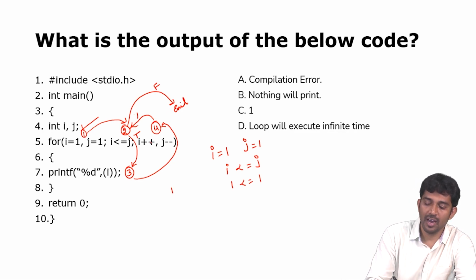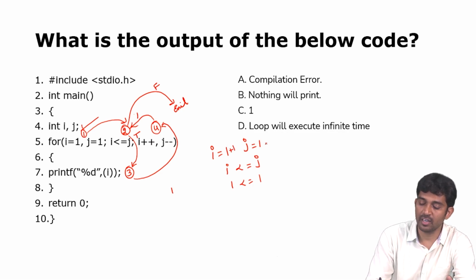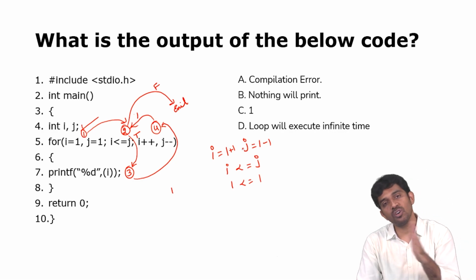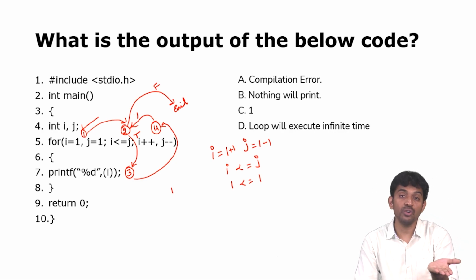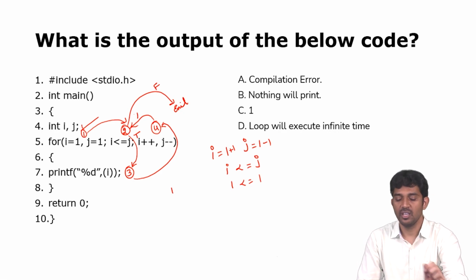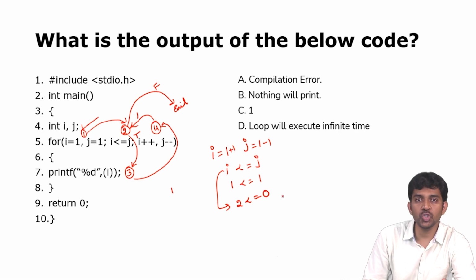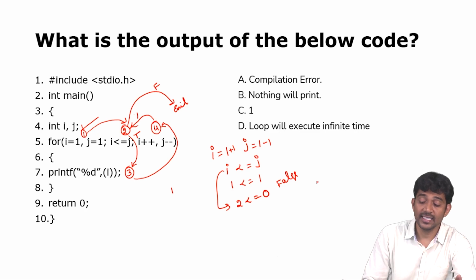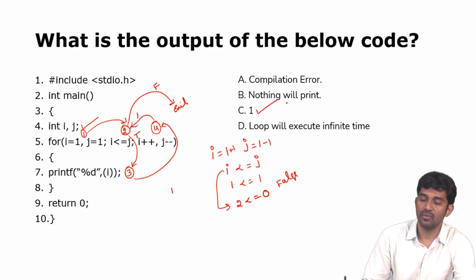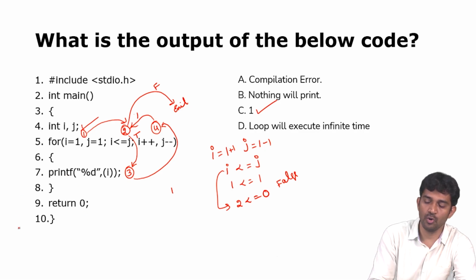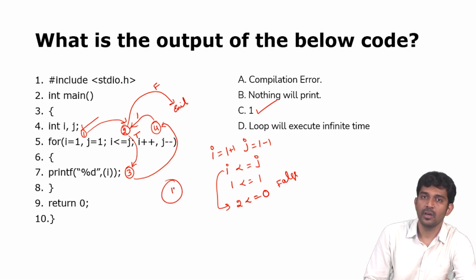After that, it comes to here and the i value is incremented by 1 and the j value is decremented by 1. You know that i plus plus means i equals i plus 1, and j minus minus means j equals j minus 1. Apply the same rule here. What is the i value? The i value is 2, is it less than or equal to 0? Is the condition true or false? Yes, the condition is false. Then it comes out of the loop. Finally, the result is 1 because it printed only 1. Got it?